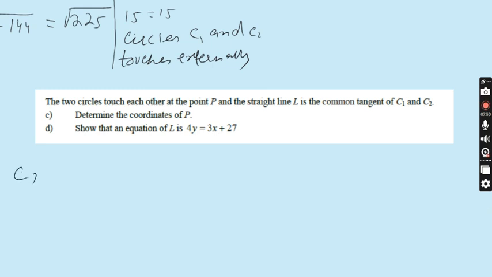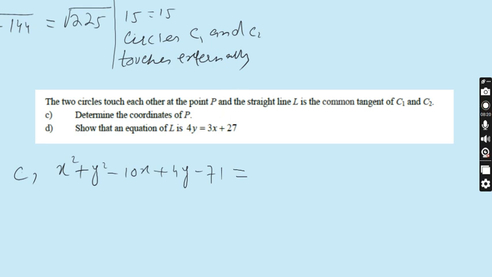Determine the coordinates of P. So in order to find the point of intersection between two circles, just equate the equations of the circles. First, the equation of the circle, which is given in the question: x square plus y square minus 10x plus 4y minus 71 is equal to the second equation of the circle.